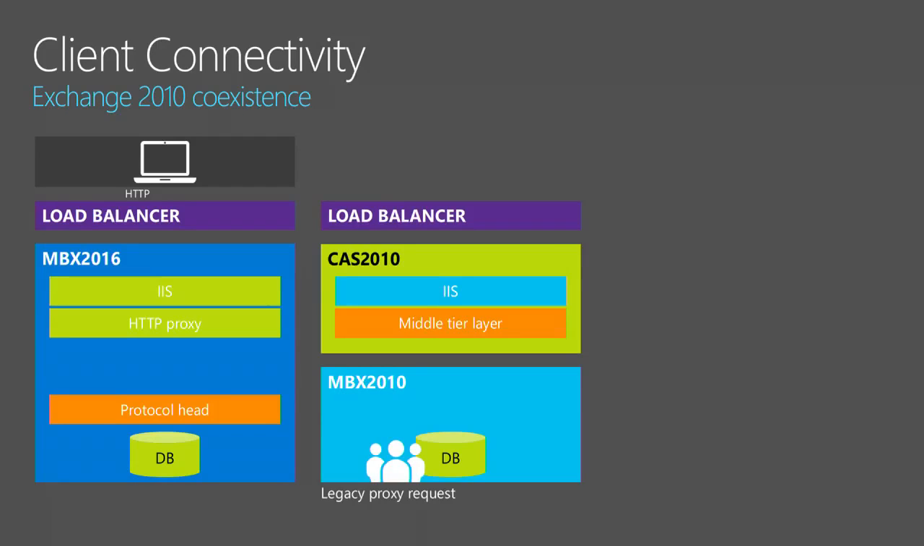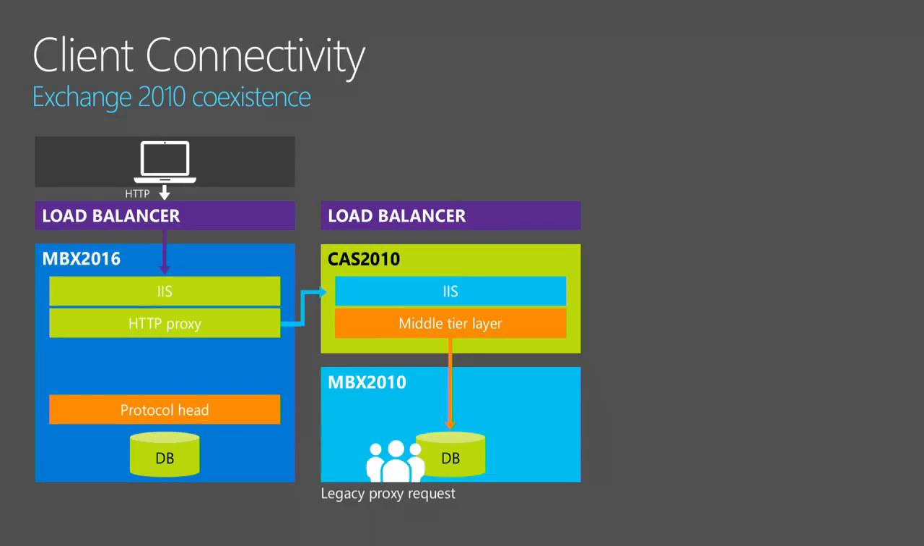And again, simple rule, we're always going to proxy the request. Whatever CAS gets it, we're always going to proxy the request to whatever mailbox server hosts the active copy of the user's database. So that's where it is. It's on this 2010 server. So the request will go through the load balancer, go through IIS, and that will get proxied to the CAS components, or CAS server if it's a single server role. And those CAS components will then talk directly to the mailbox database.